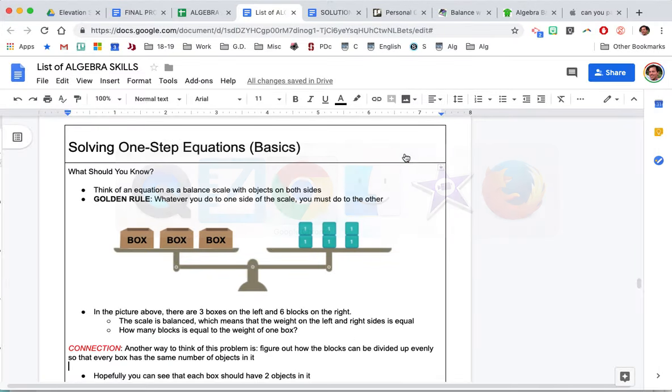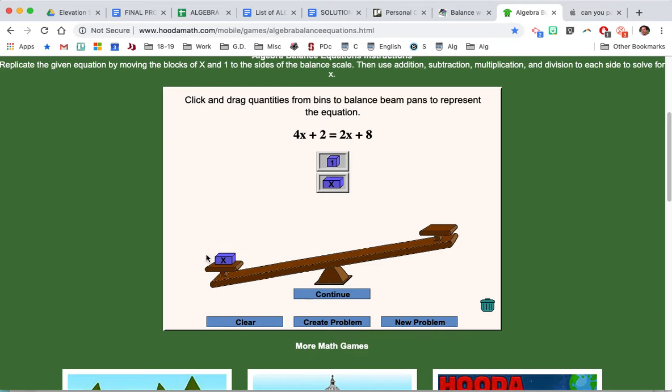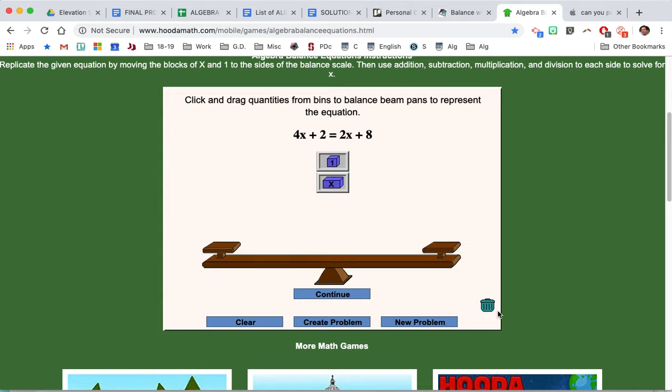Let me show you a visual because I'm big on visuals and it makes way more sense with a visual. All right, so you have a scale here. And just suppose we start with nothing on the scale. Okay, it's balanced because the left and right side are equal. There's an equal amount of zero weight on both sides.